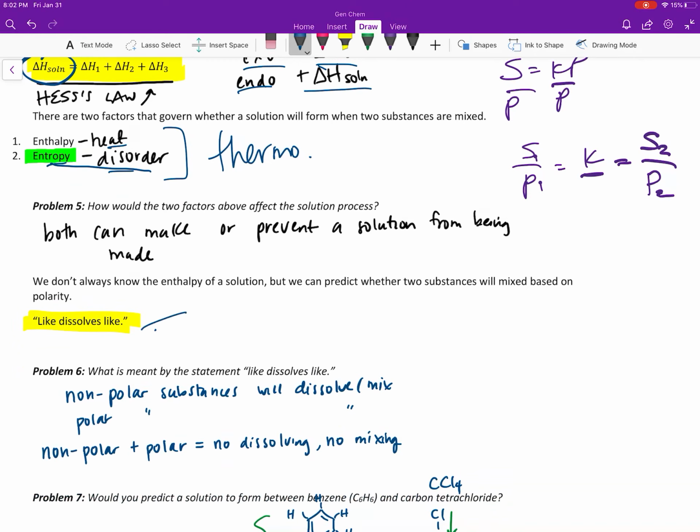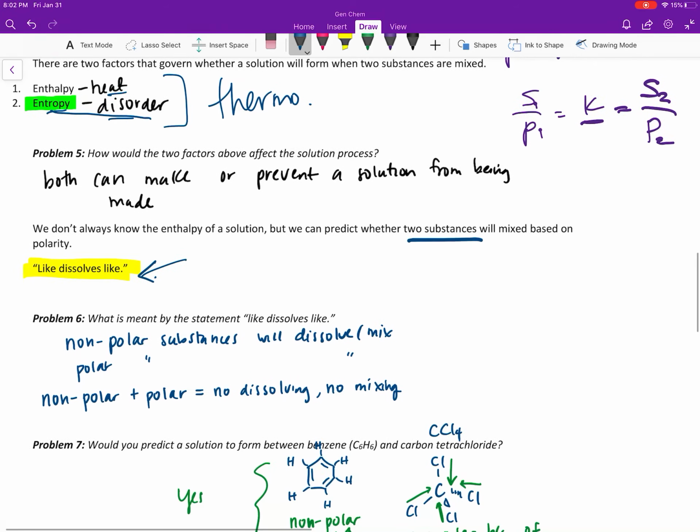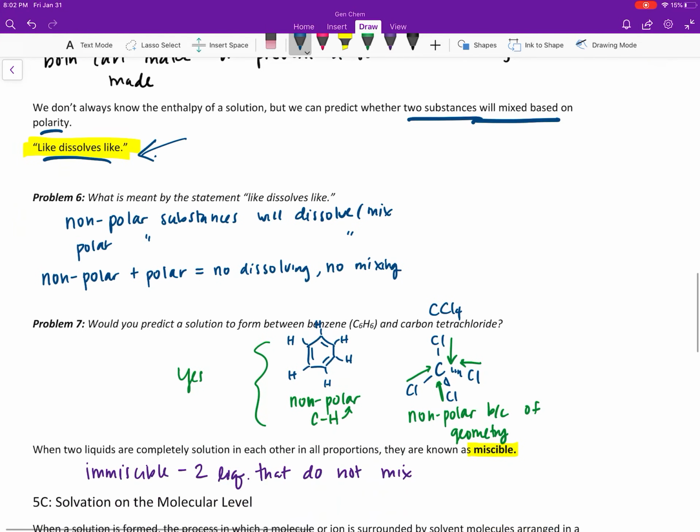Then we talked about the fact that there's a general rule which predicts whether two substances will mix based on polarity. Like dissolves like. This was your quiz question. I told y'all it would show up.